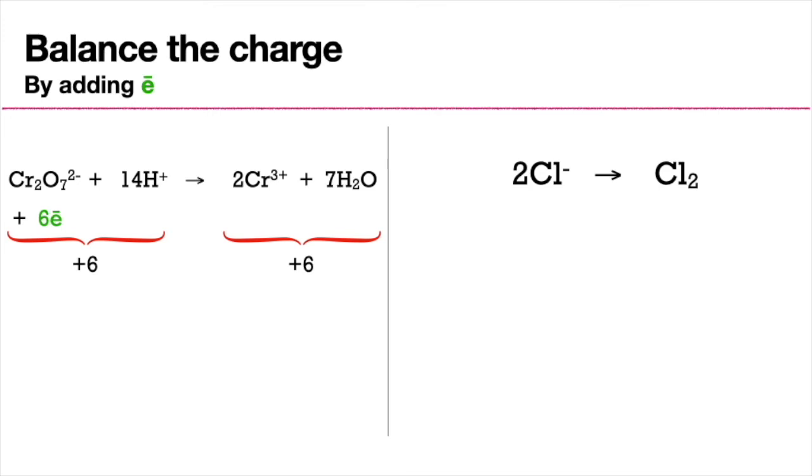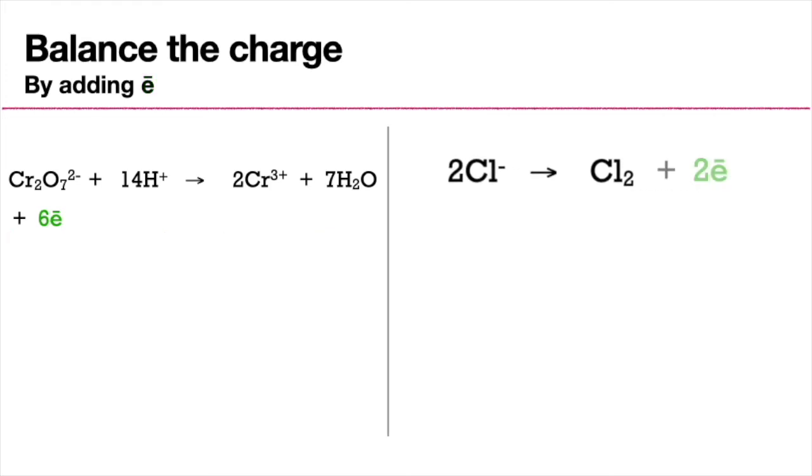For the second half cell, 2 moles of chloride ion brings -2 charge, whereas the chlorine molecule has the charge of 0. To balance the overall charges, 2 moles of electrons need to be added at the product site.